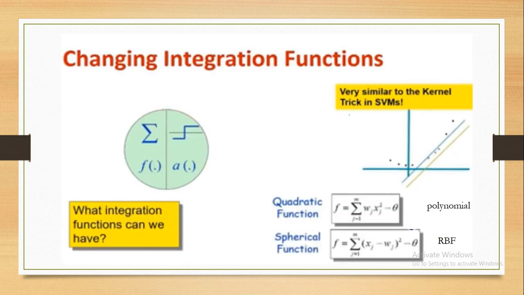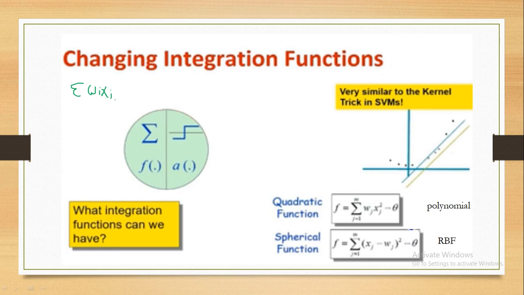So first thing, let me learn one by one. First thing is changing the integration function. So what was the integration function? We have an integration function that is actually sigma of WiXi. What is that X? That is nothing but the feature value. What is W? That's nothing but the weight vector. We used to multiply them, that's nothing but an integration function.